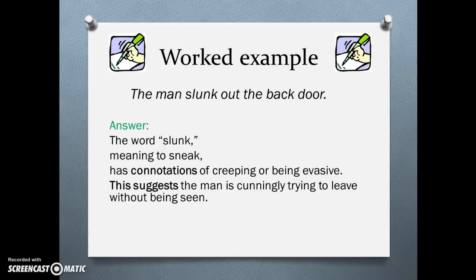Okay, I've got my 4 sections there, and basically you get 1 mark for doing step 1, 2 and 3, and you get your 2nd mark for this part, explaining what that suggests.